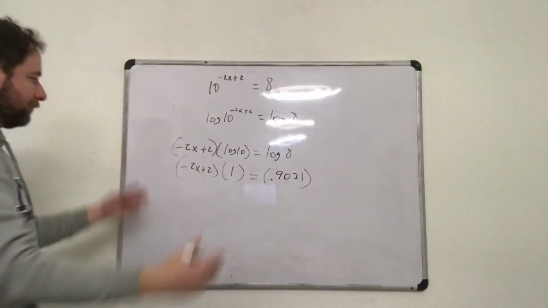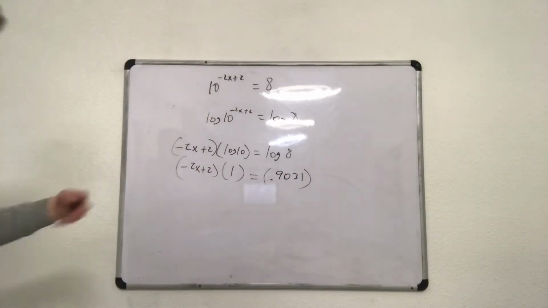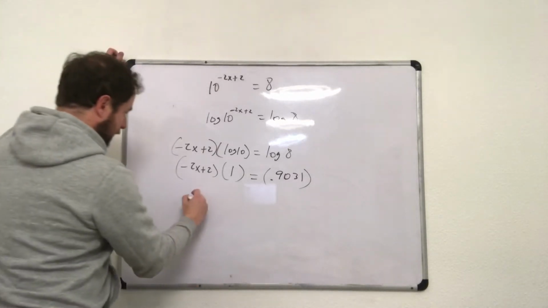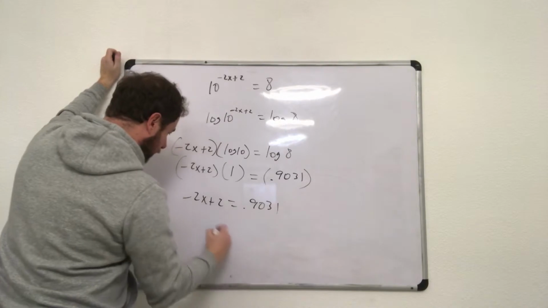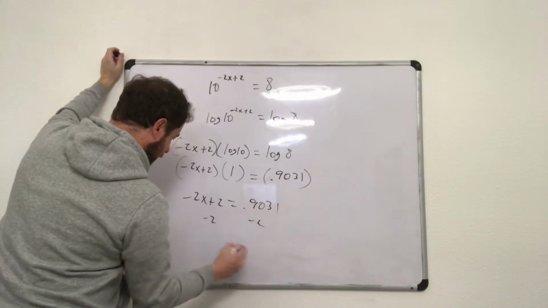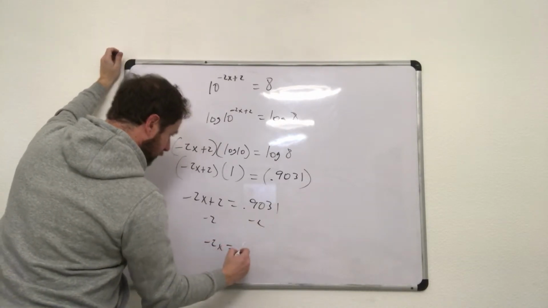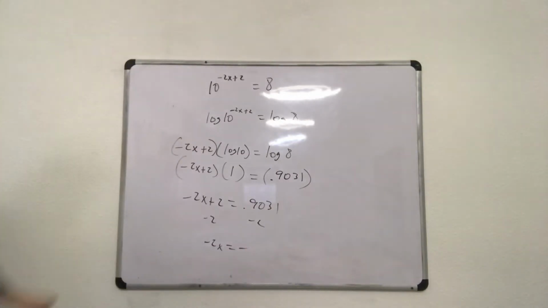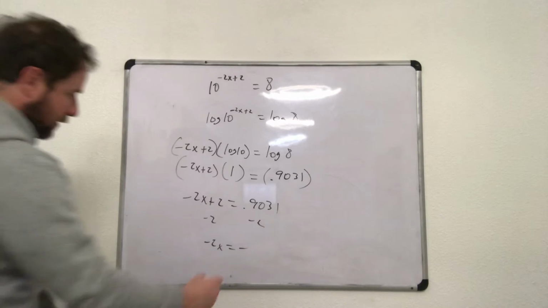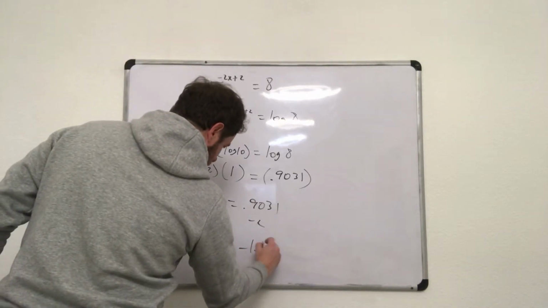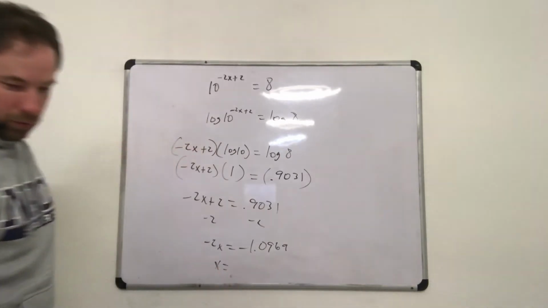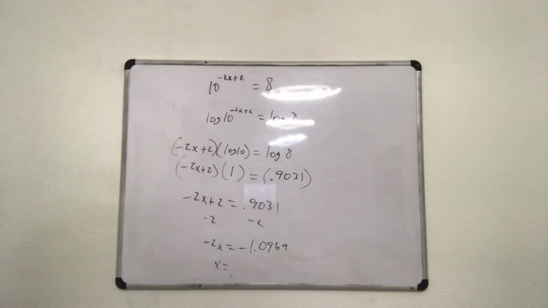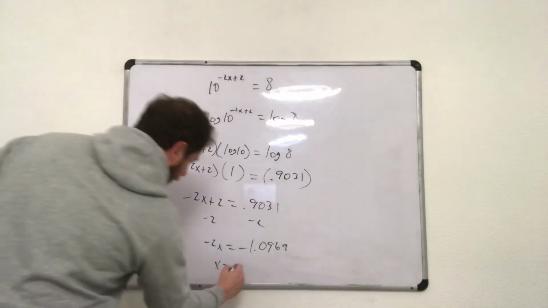And then you would just solve for this like you would a normal problem solving for x. We get negative 2x plus 2 equals 0.9031. Subtract 2 from both sides. You get negative 2x equals negative 1.0969. And then x is going to equal a positive number, 0.5485.